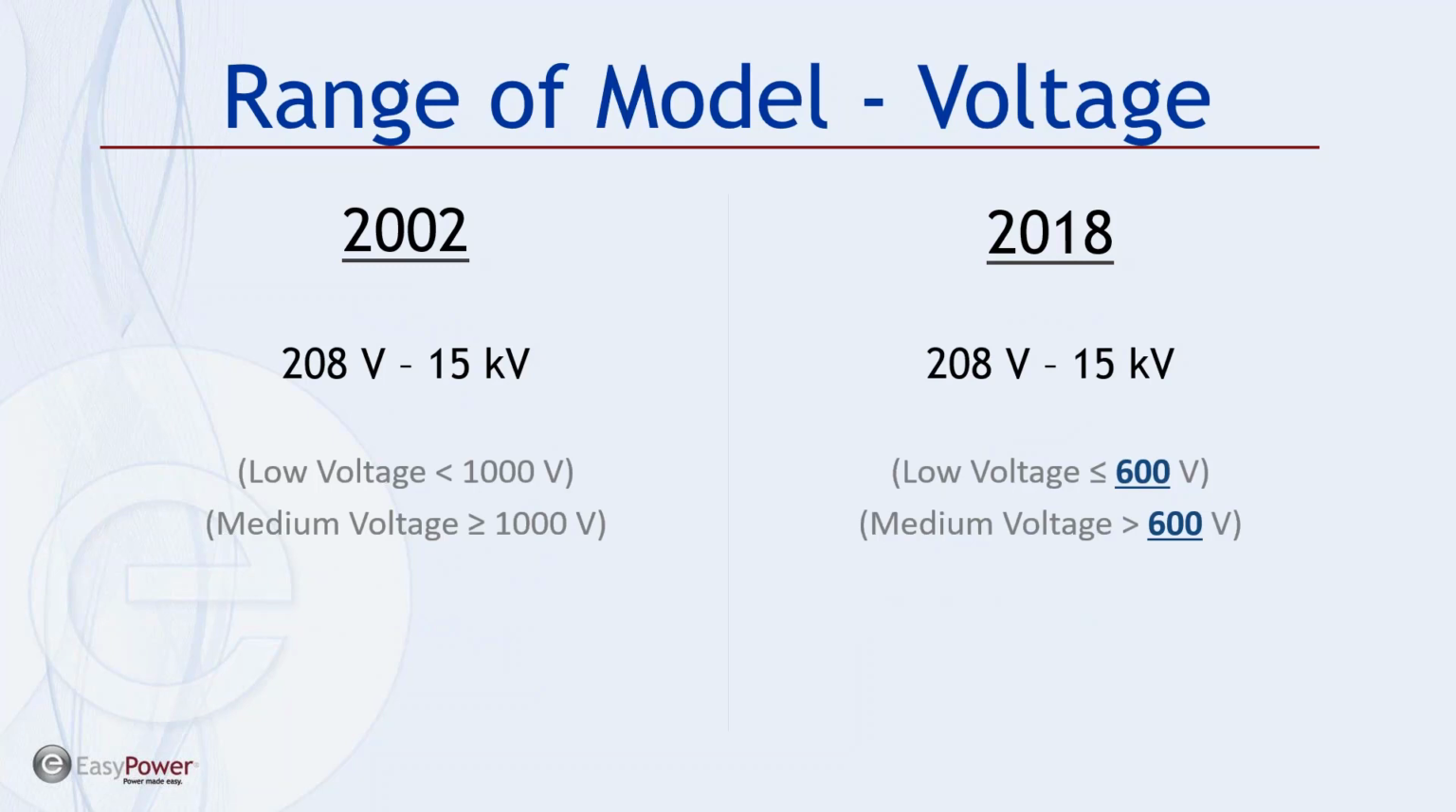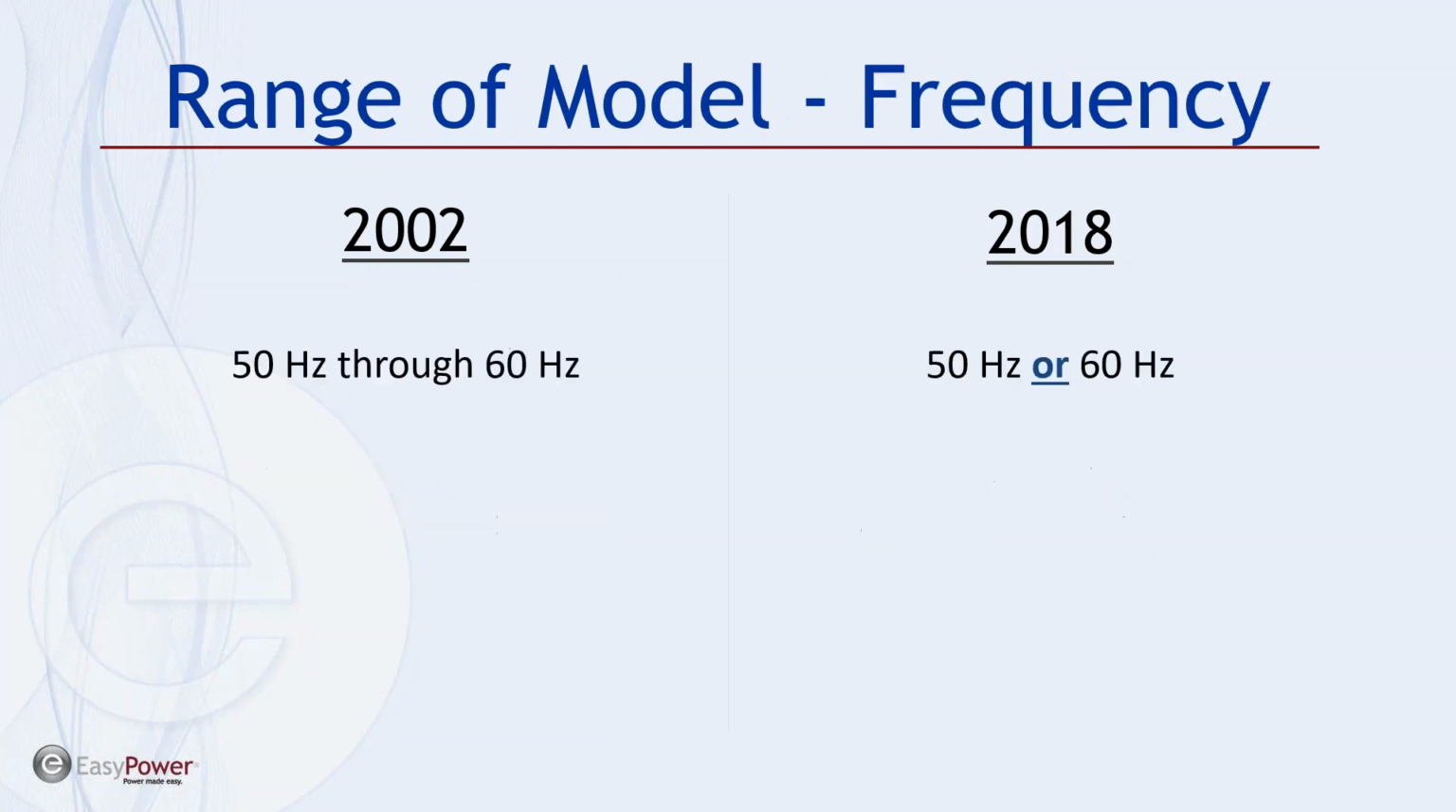In 2002, the voltage range was from 208 volts to 15,000 volts. There was a line of demarcation at 1,000 volts or greater where certain factors took place or were no longer used, and we'll get into that detail in a bit. With the updated standard, the range is still overall 208 volts to 15,000 volts, but the crossover point has been determined to be at or above 600 volts. And we'll see how these factors, and a better understanding of the test results, encourage this line of demarcation.